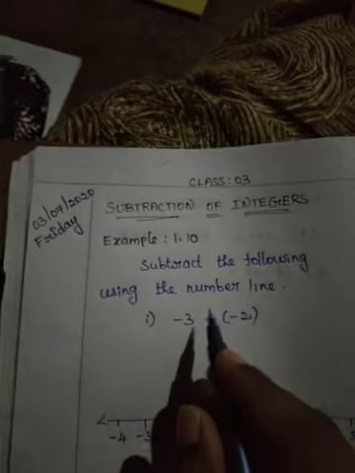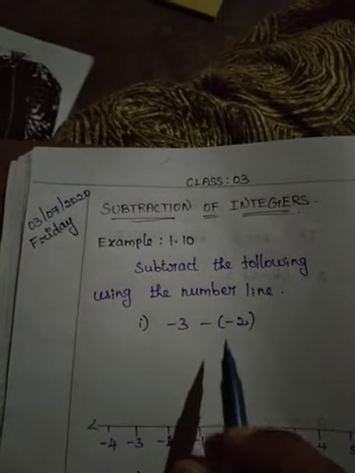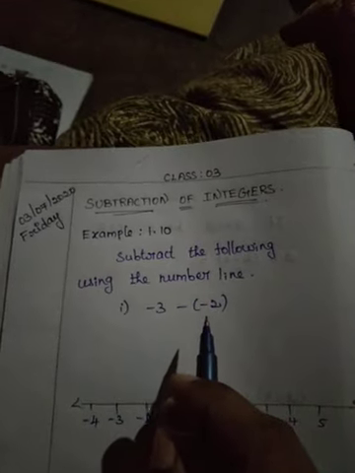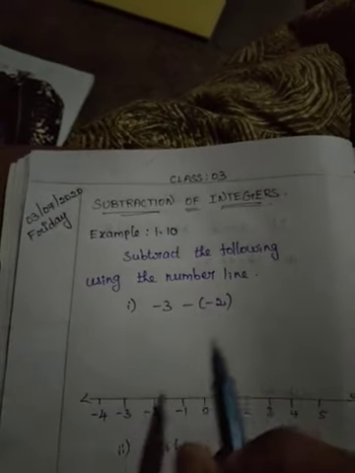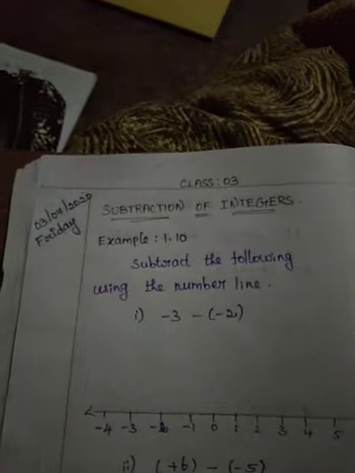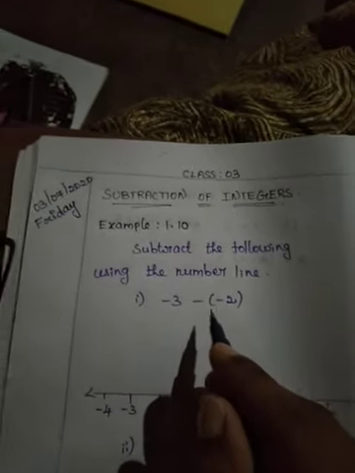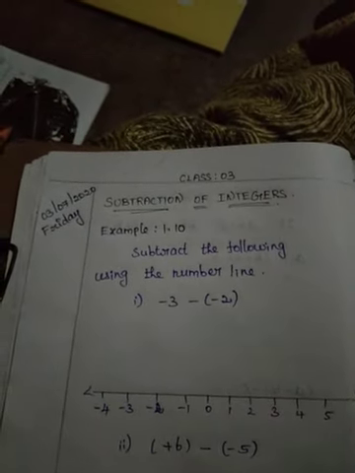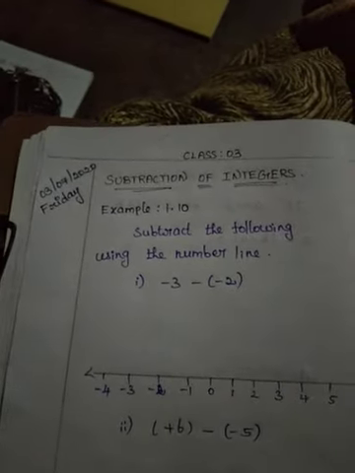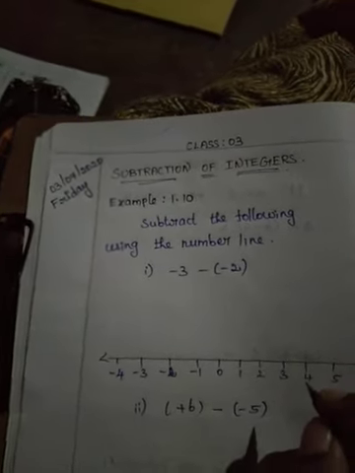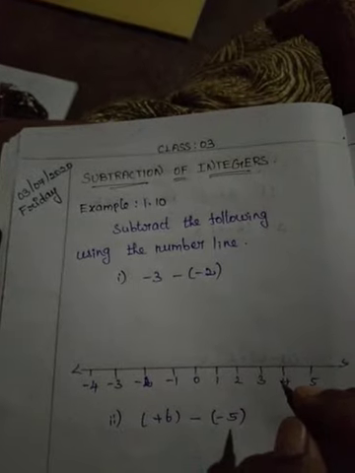Take page number 12, example 1.10. Subtract the following using the number line. So we are going to subtract by using the number line. We have two questions here. Let us solve these two problems now. Before going into the problem, whatever procedure we followed for addition of integers, the same we have to follow for subtraction of integers also.